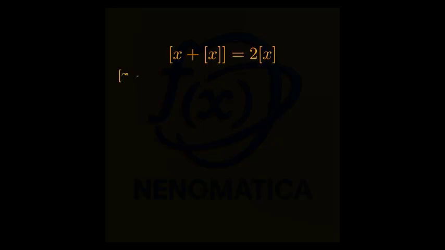We will prove two statements about the floor function, also called the bracket function. First, the floor of x plus the floor of x equals 2 times the floor of x. Second, a nested sum of n floors equals n times the floor of x.